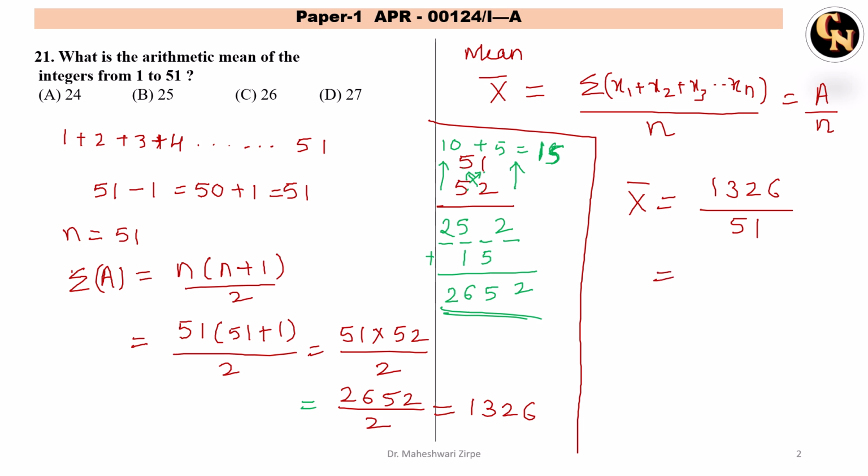Okay, so if you divide by 51, you will get 51 twos are 102 and 51 sixes are 306, so that is 26. So your answer, that is the mean, is 26. Since option C is the correct option. So this way you have to solve.